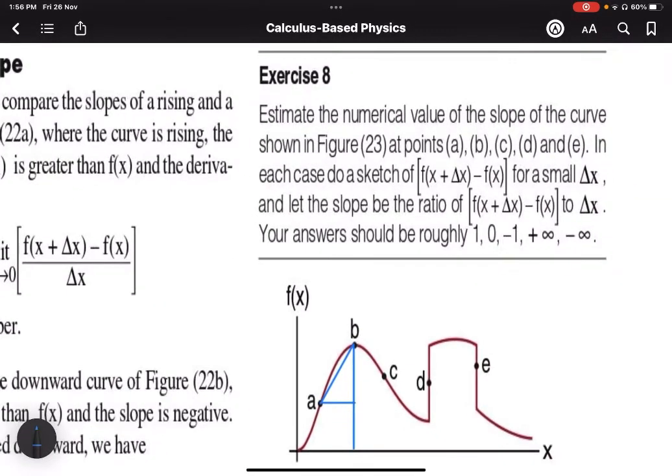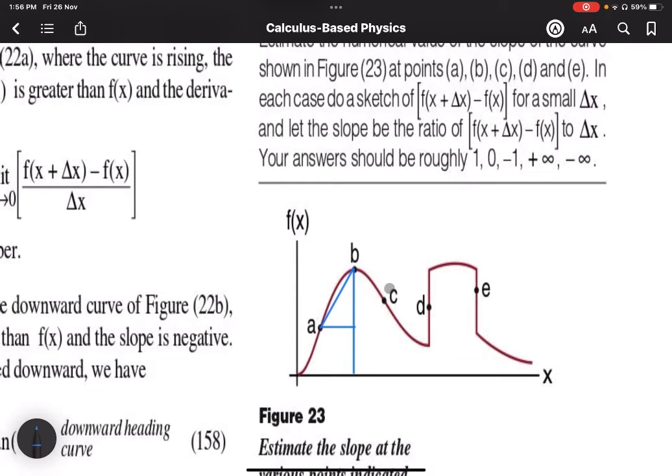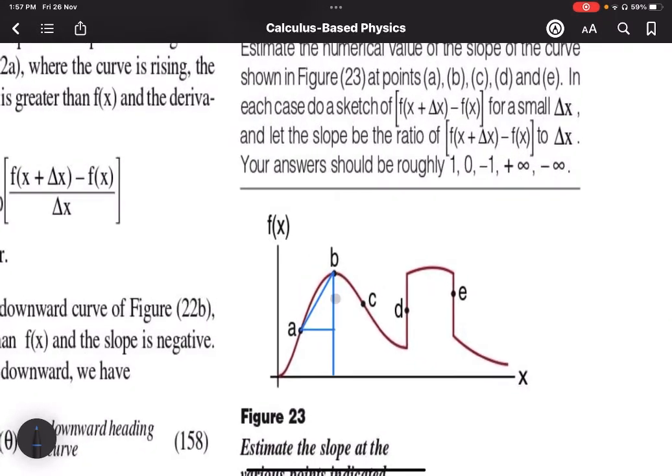So, ang di-determine lang naman natin yung estimate. Ayan. Gagawin natin, estimate the slope at the various points indicated. No need to compute, no? Estimate lang natin. Your answer should be roughly positive 1, 0, negative 1, no? Or positive infinite or negative infinite. In this case, kasi mas mataas si B kaysa kay A, si f times x plus change in x mas mataas kay A. So we have a 1, no?